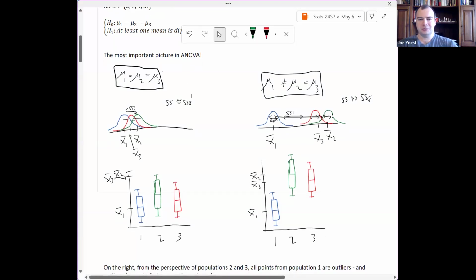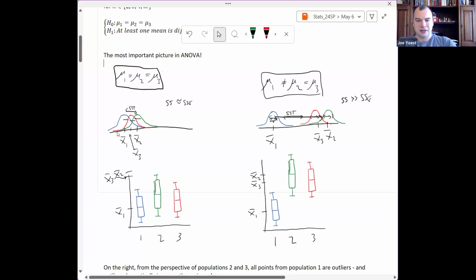So there's this idea in ANOVA where we're looking at variances from two different perspectives. We can take each of the 3 populations independently. We have a data set from population 1, a data set from population 2, and a data set from population 3. We can look at each of those data sets independently and look at what their variance is.